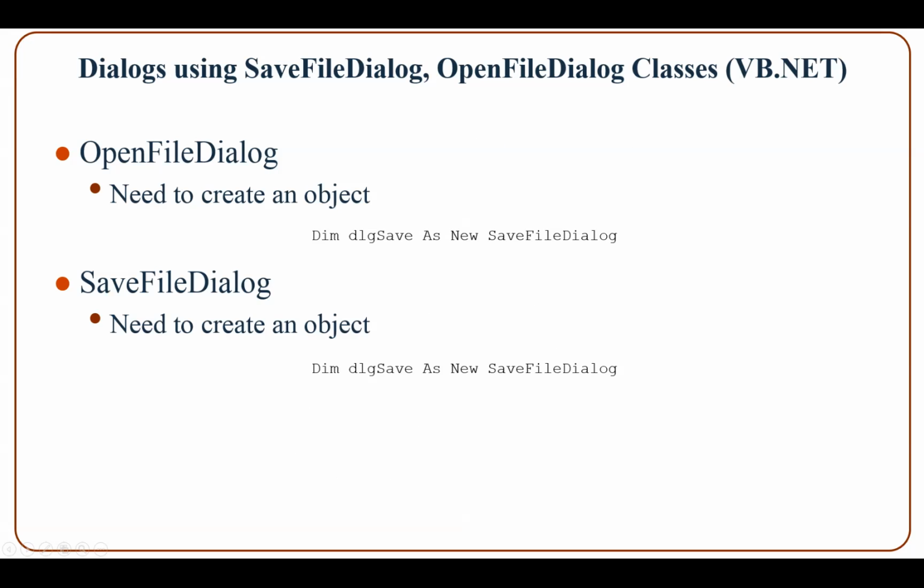If you don't want to use the OpenFileDialog and the SaveFileDialog controls, you can create objects based on the corresponding classes. For example, you declare an object, dlgSave, and create an object based on the SaveFileDialog class, and point that object variable to that object.